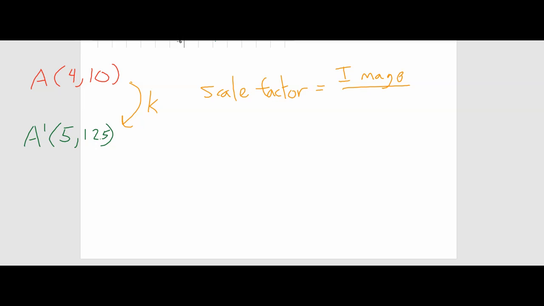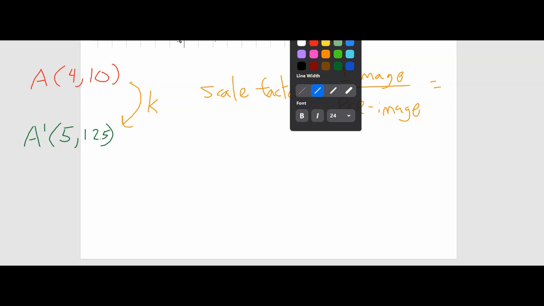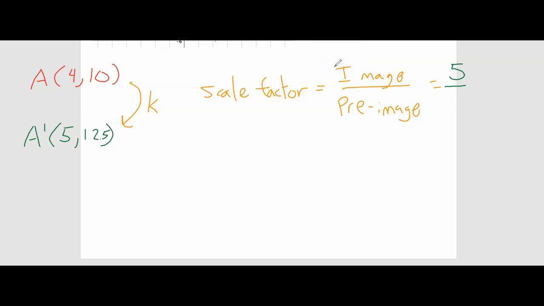Image over the pre-image. So if I set up that ratio, if I set up an image coordinate, which is 5, over a pre-image corresponding coordinate, right? So I'm going to use the x coordinate, which is 4. This is my scale factor, 5/4, or that's also 1.25.